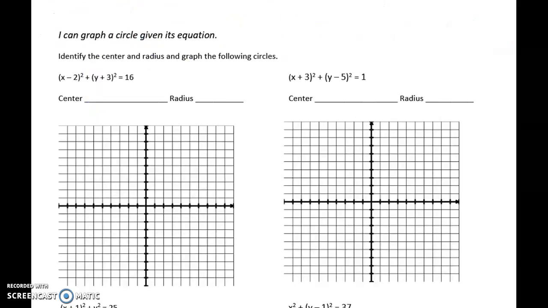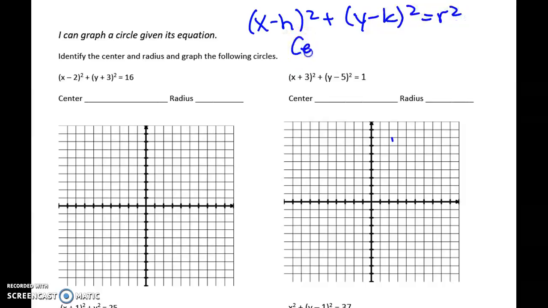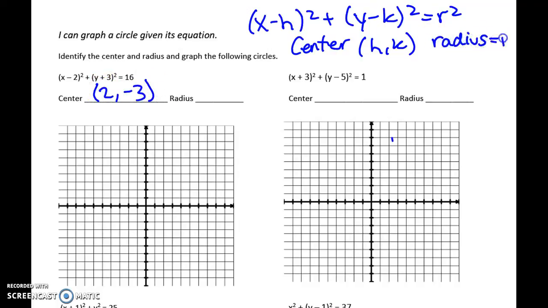So let's look at the next page. All right, let's graph some of these guys. So the key to graphing this is first to always identify the center and your radius. So remember, if we have x minus h squared plus y minus k squared equals r squared, then my center is at h comma k. I have to flip the signs. So here my center would be at 2 comma negative 3, and my radius is always r. So if 16 equals r squared, then 4 must be my radius. So my radius here is 4.